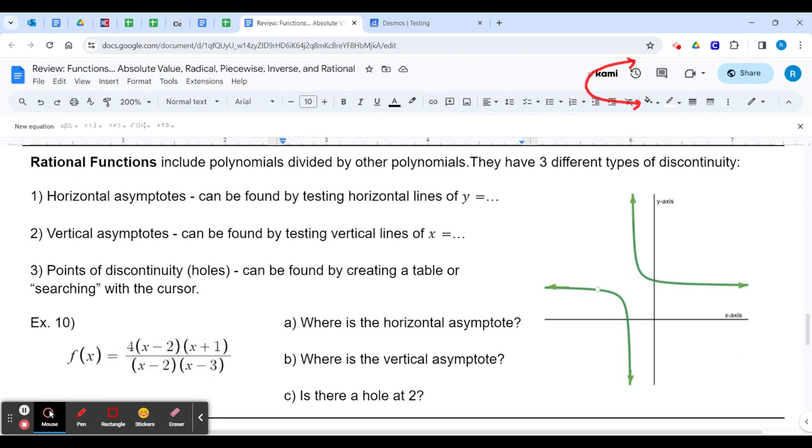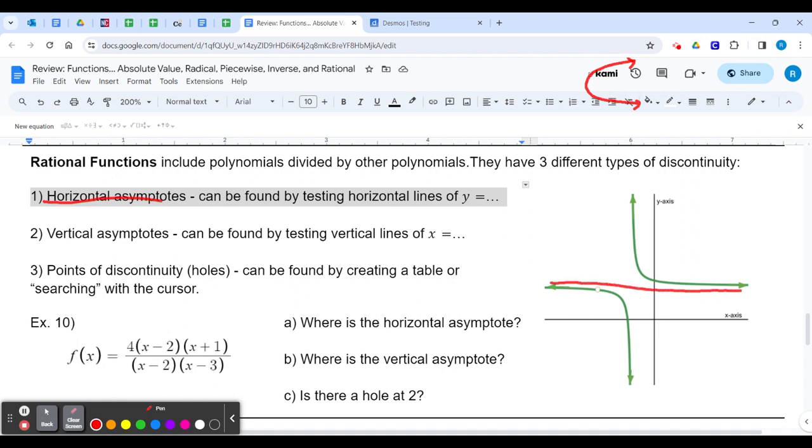All right. The last topic we're going to cover here and the last type of function is a rational function. We're going to buzz through this pretty quick because we covered this more recently. Rational functions are polynomials divided by other polynomials. They're going to have three different types of discontinuity, which we covered before. Horizontal asymptotes. I'm going to make a quick sketch of that in red.